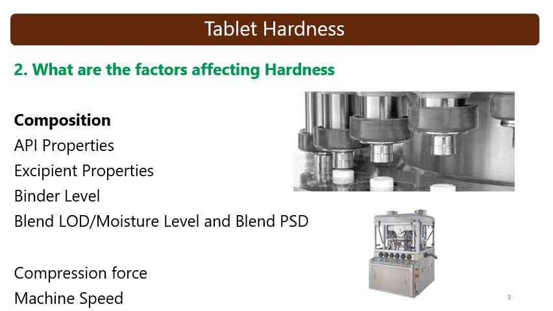So some APIs will have good compressibility while some will not have that much compressibility. Some excipients have plastic deformation characteristics, some have elastic deformation characteristics. Based on the excipient properties, the hardness levels are different. Then process parameters are machine speed, compression machine speed, and the compression force. If you increase the compression force, the hardness may get increased.